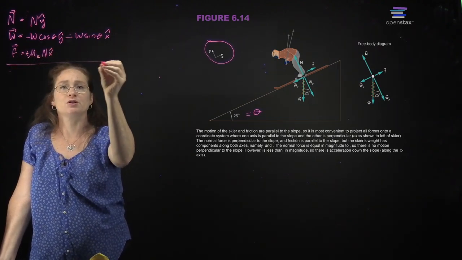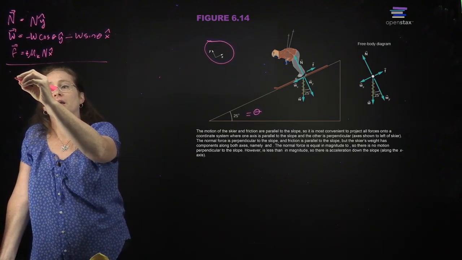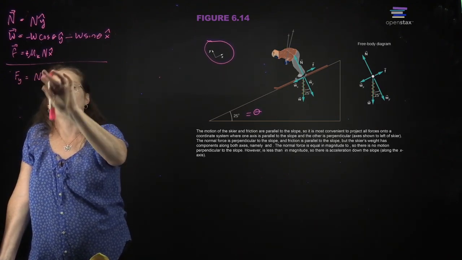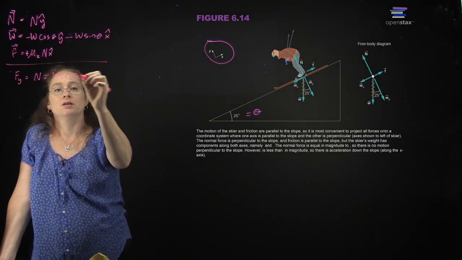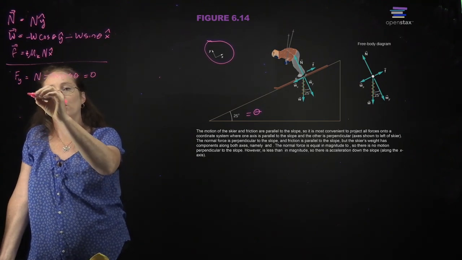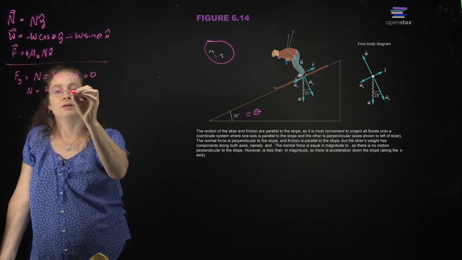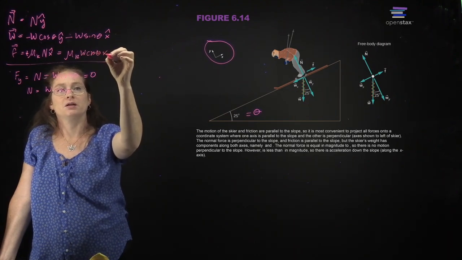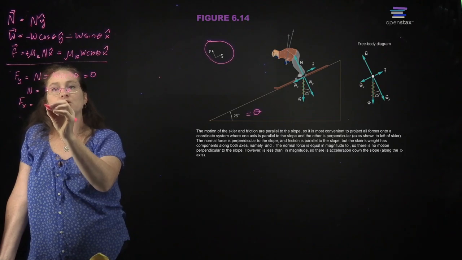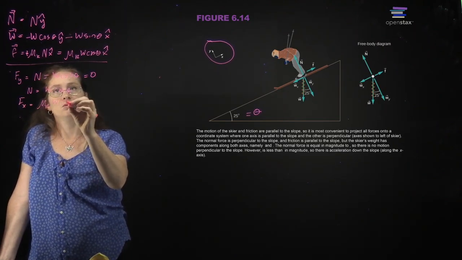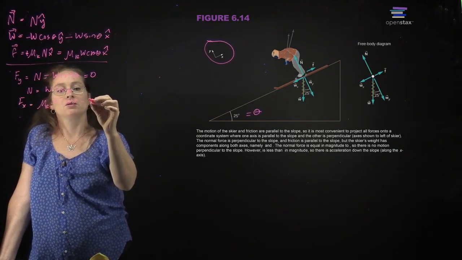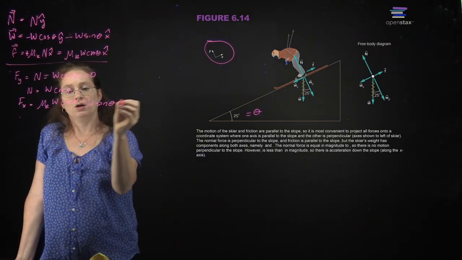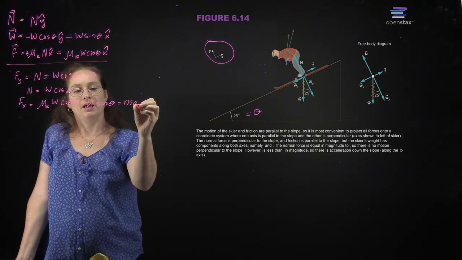I can add up all of the forces, and in the y direction I get N minus w cosine theta equals zero, or the normal force is equal to w cosine theta. Plug that back in up here: mu sub k, w cosine theta x hat. The net force in the x direction is then mu sub k w cosine theta minus w sine theta, and this is equal to ma.